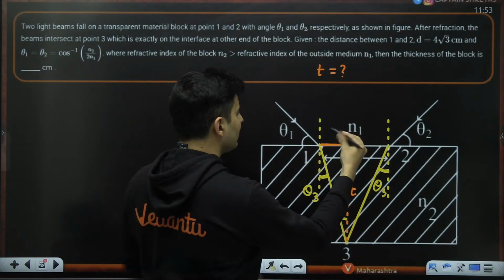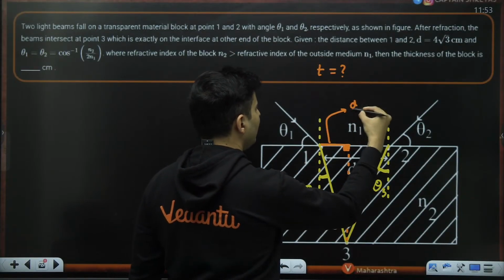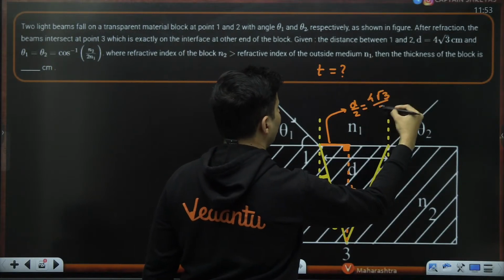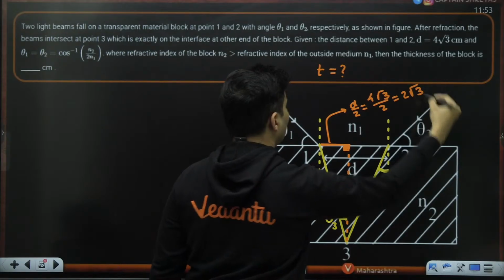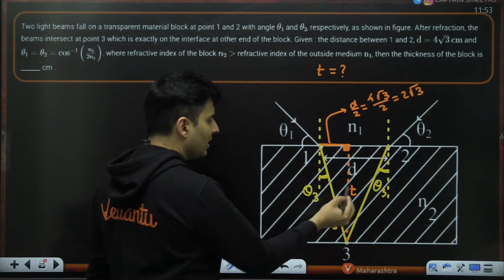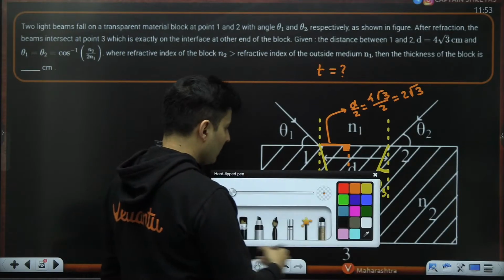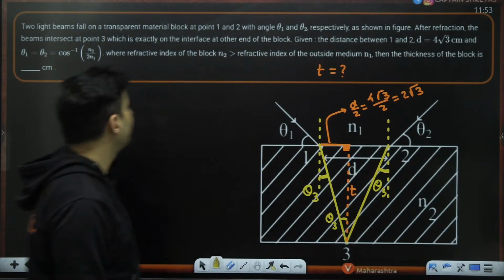So this is D. This is obviously going to be D by 2. D is 4 root 3, so 4 root 3 by 2. So this will be 2 root 3. So to find this, I just need this angle and my job is done. So how do I find that particular angle?